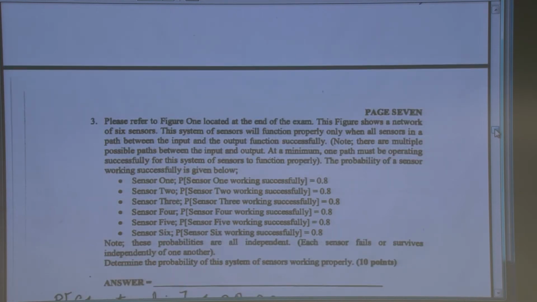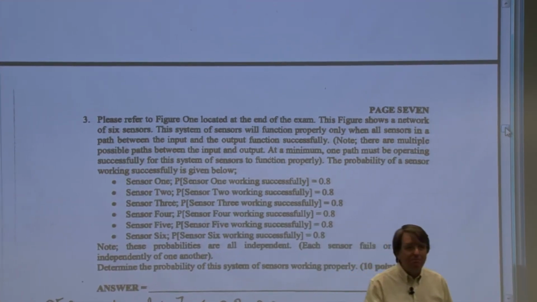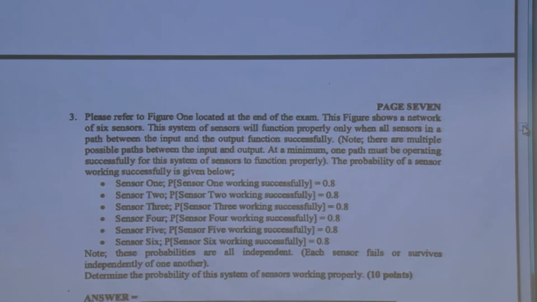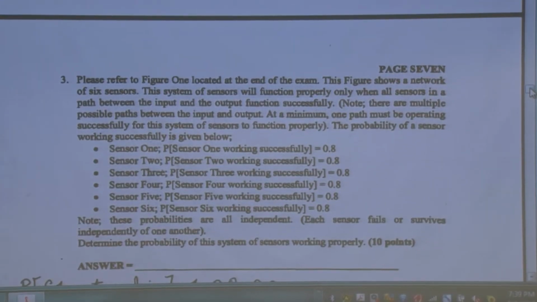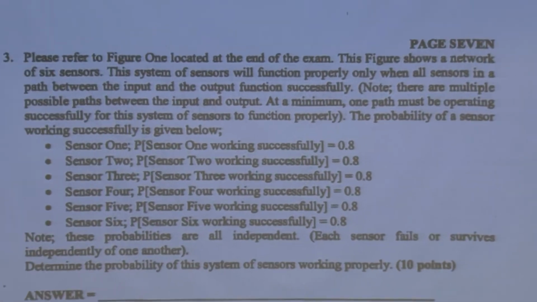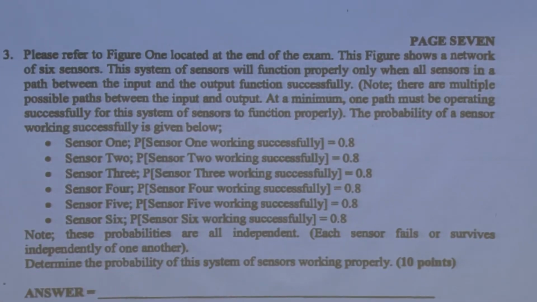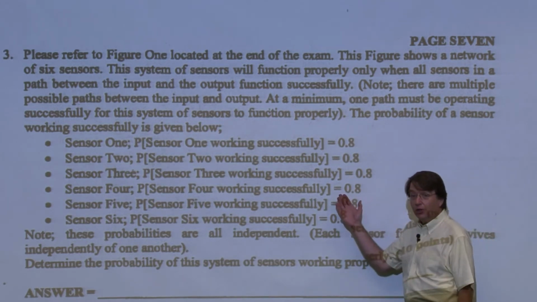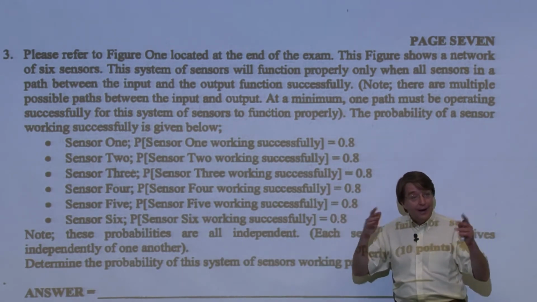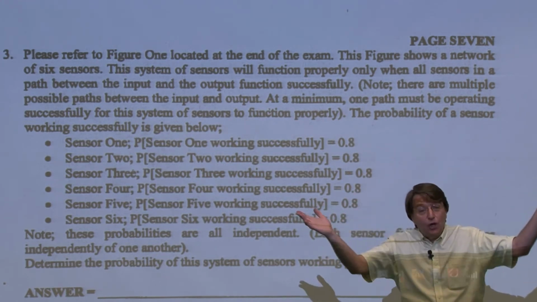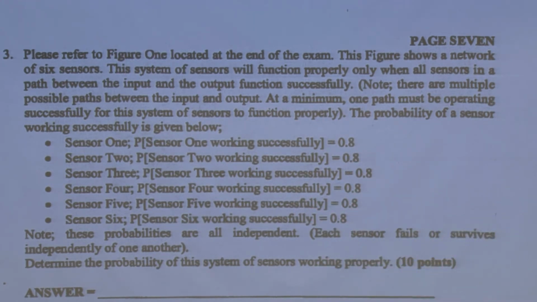All right. Oh, no. One of these sensor problems where everything is independent. I bet you there's a graph here or a drawing or something we have to look at. So refer to figure 1 at the end of the exam. I don't know what I was thinking. Why couldn't I have just said the probability of all is 0.8? I don't know why I wrote it out. So, determine the probability the system of sensors is working properly.